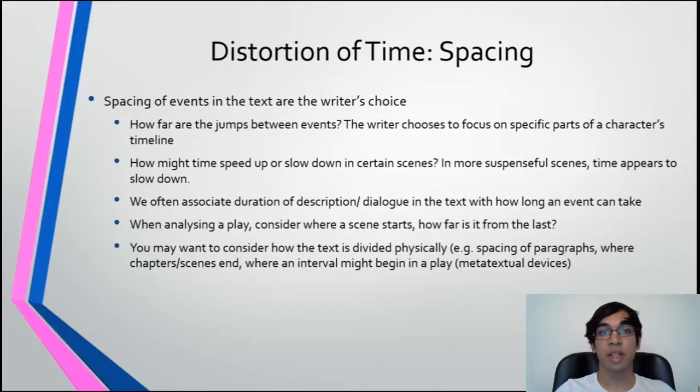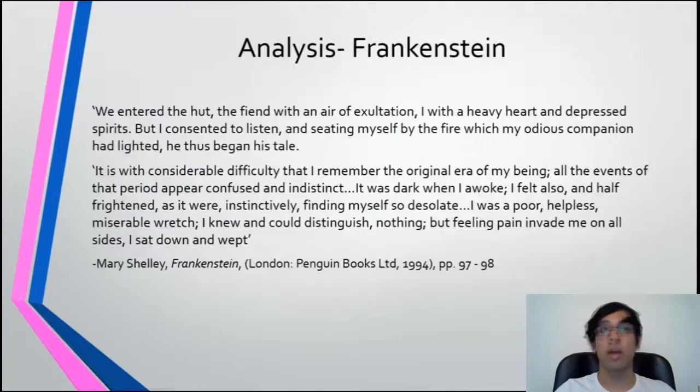Ordering and spacing in the text can be quite easy to understand conceptually, but it can be harder to look at the text and specific sentences in the text and link them to how past, present, and future tenses are being used, and how there's a certain distortion of time that might be taking place. So let's look at an example, and we might consider what specific parts of a passage can be used to talk about tenses and the distortion of time.